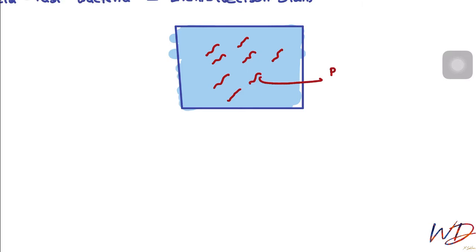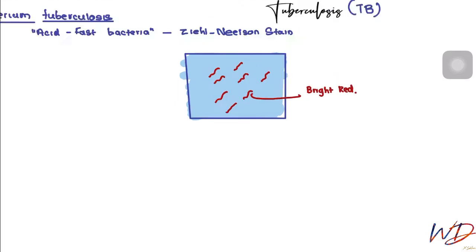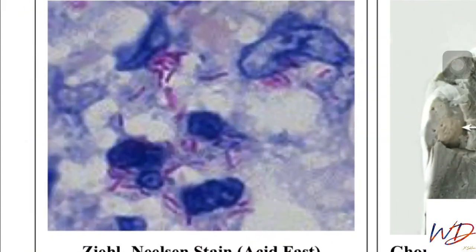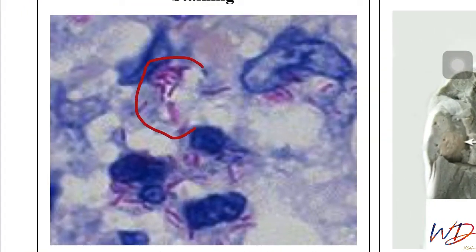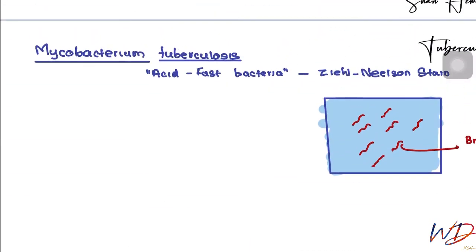This is bright red. You can see it here. If you look carefully, you can see the bacteria. This image is not clear. It's of low quality. You can see it all over. Ziehl-Neelsen stain. Why? It's an acid-fast bacteria.